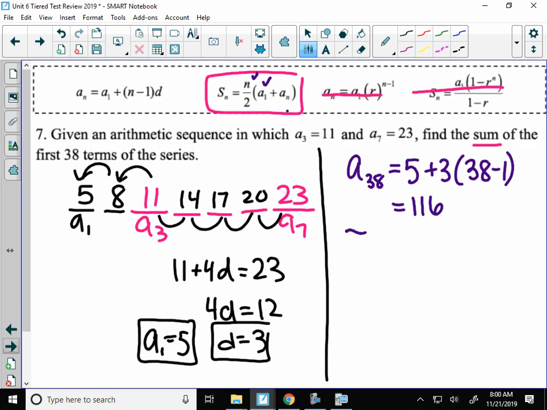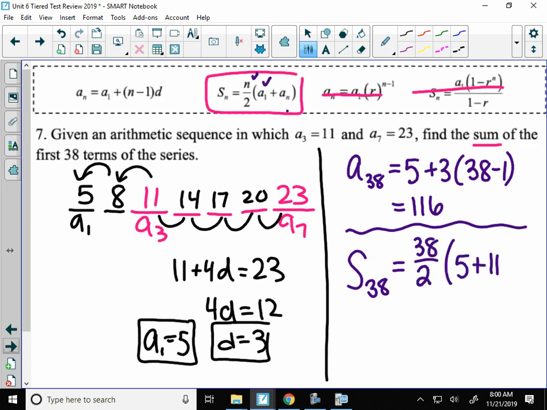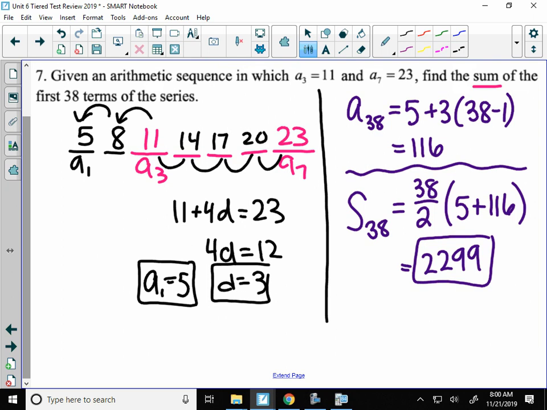Now, once I do that, I now have enough information to find the sum of those 38 terms. I would take 38 over 2 times the first term plus 116. And when I carefully type it in my calculator, I get this. It's not a long process, but that is one method, that top right part here, to solve the problem. So that's method 1. You still have to do the stuff on the left no matter what.